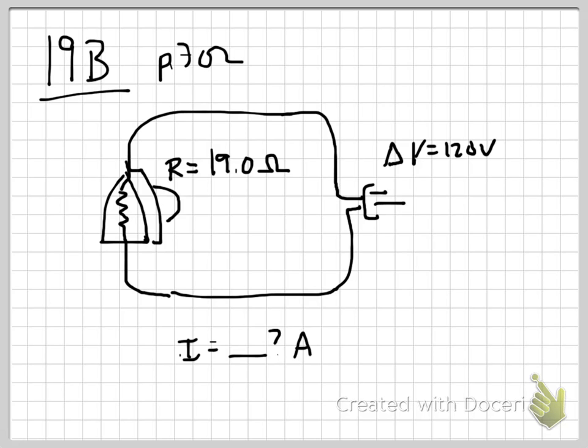So we're given a circuit that has 120 volts, so this would be like standard household current. This is not direct current. This is an alternating current circuit. And an iron that has a resistance of 19 ohms. Any appliance that heats up is basically a big resistor.